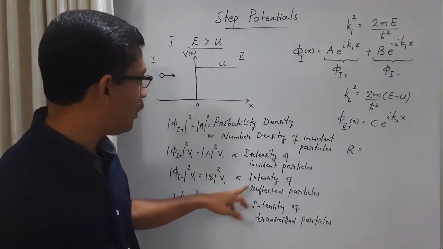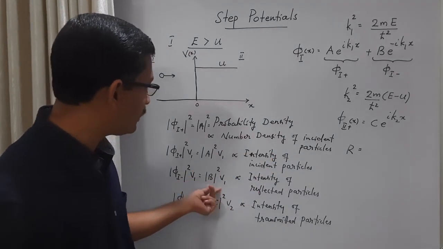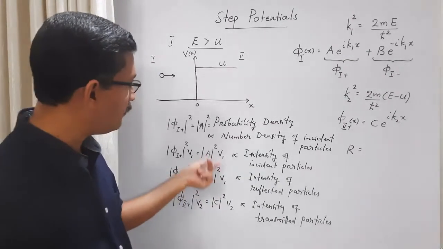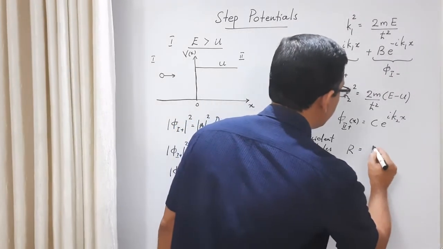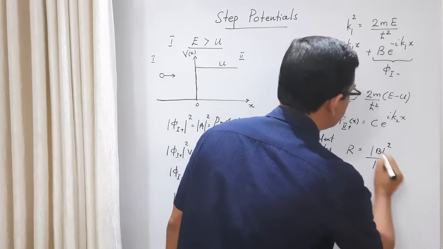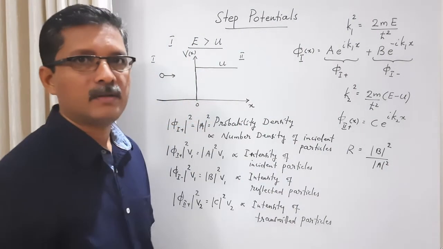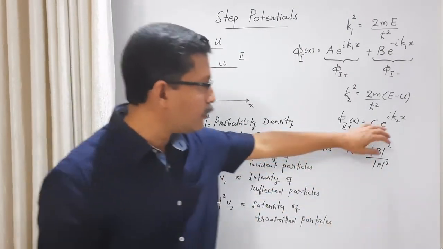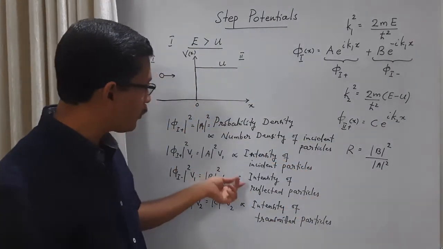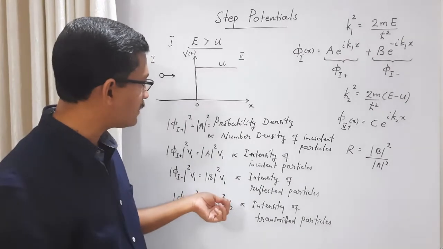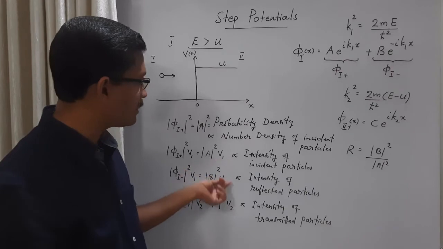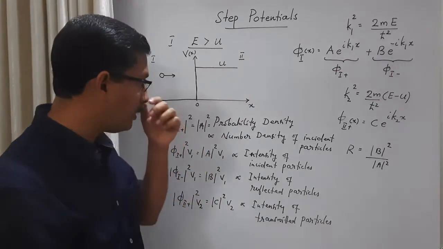Okay, reflected intensity by incident intensity. So we can define reflection coefficient. This is the reflected intensity, b square v1 divided by a square v1. So then v1 will cancel. So what you get is mod b square divided by mod a square. This is reflection coefficient. It's a ratio of reflected intensity by incident intensity. Since in this ratio, proportionality constant will be the same, that will cancel, and this v1 will cancel. Okay, so we get mod b square by mod a square.